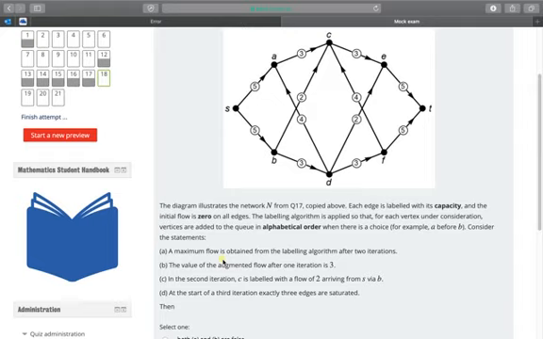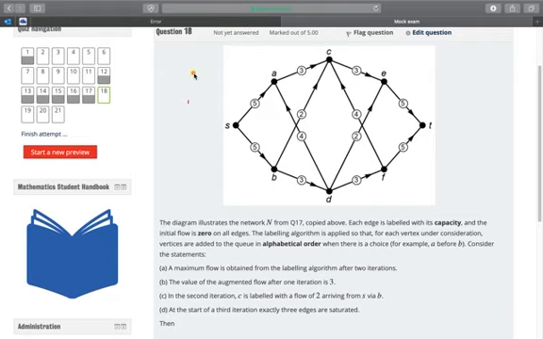A maximum flow is obtained from the labeling algorithm after 2 iterations. Well, given that the maximum flow is 6, not 10, one might expect that that's true, that maybe the first iteration would give you the 3 along the top, and the second one would give you the 3 along the bottom. But we really ought to do that because it's not obvious. So now here it's tricky for me, but I'll do the best I can to do the labeling algorithm.